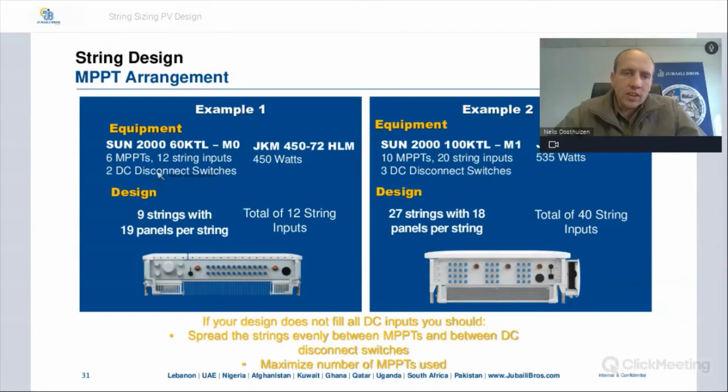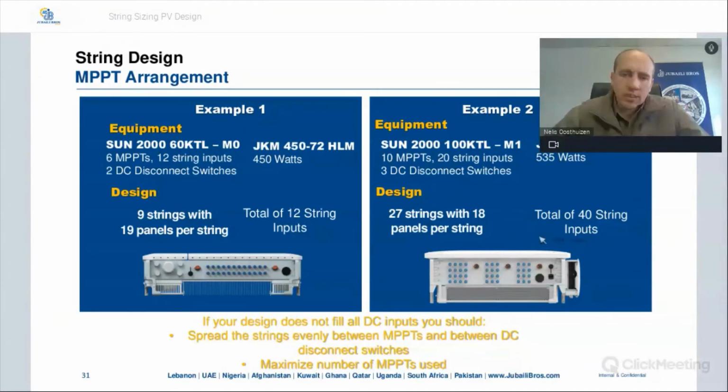So if we look at this first scenario, we've got 6 MPPTs with 12 inputs. We were using 9 strings, so that would mean your first 6 strings would be 1 string per MPPT, and then for the remaining 3 strings, you would have 2 strings on the first 2 inputs, and the third string maybe on the last input, just so that you can split it between the 1 and the 2 DC inputs. So that's how you would do it on the 60 kTL.